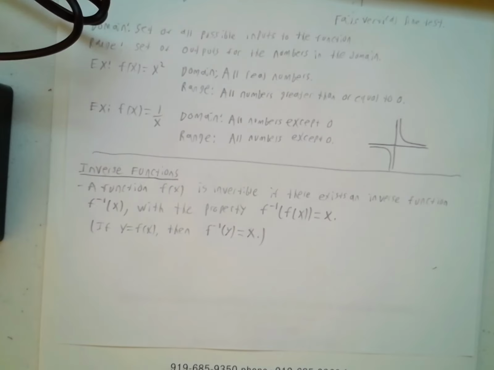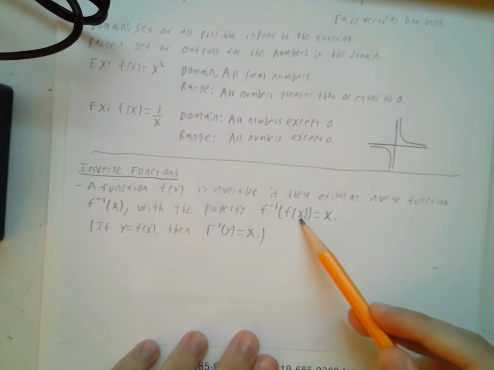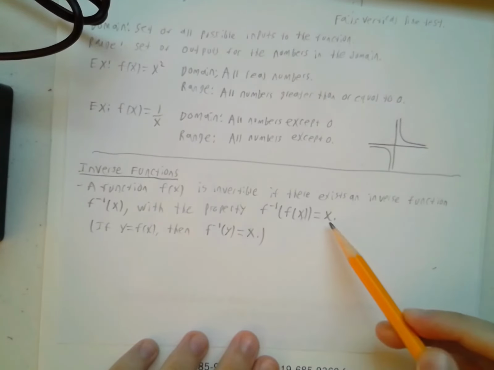And so roughly speaking, what's going on is the inverse function undoes what the original function did. So if we plug a number into our function and then we apply the inverse function to that, we get back the original number that we started with.